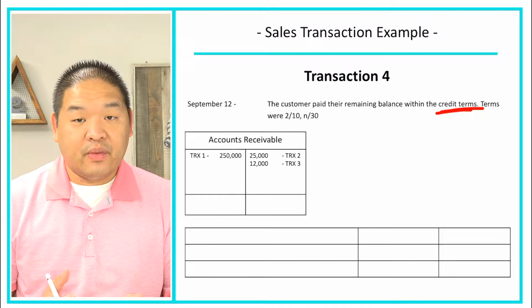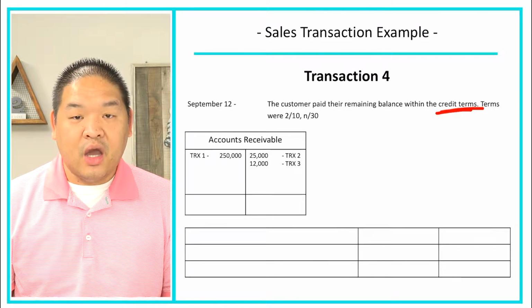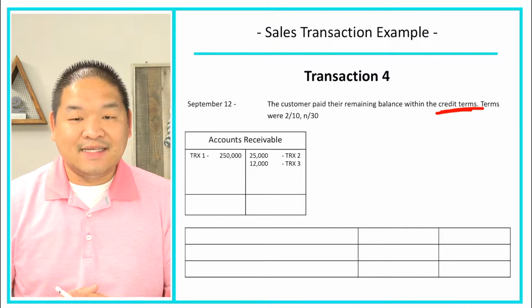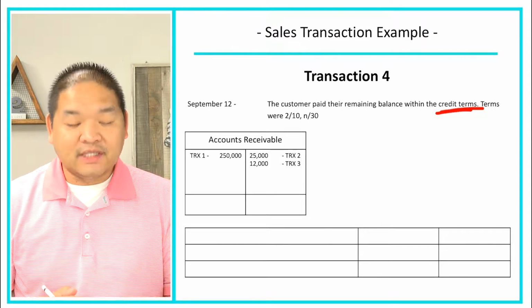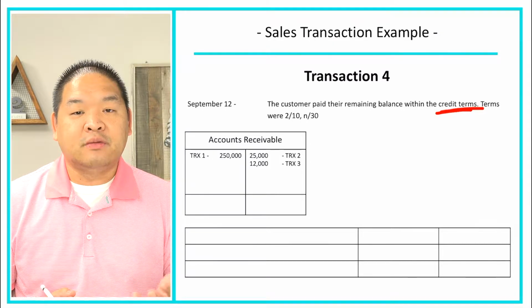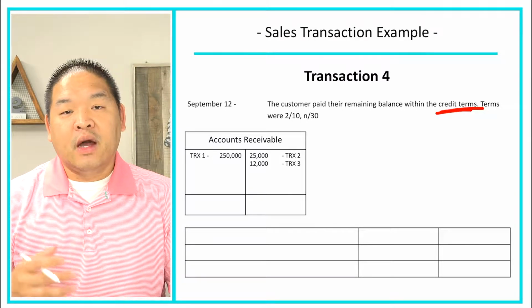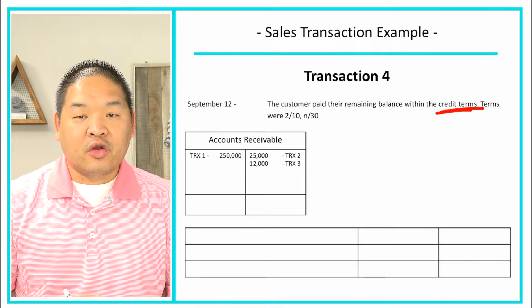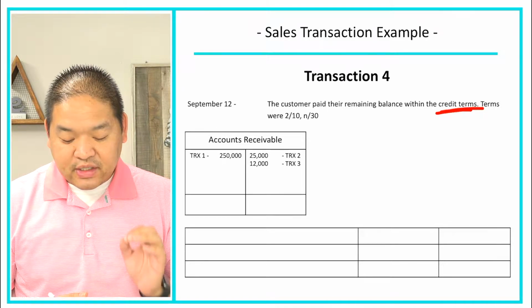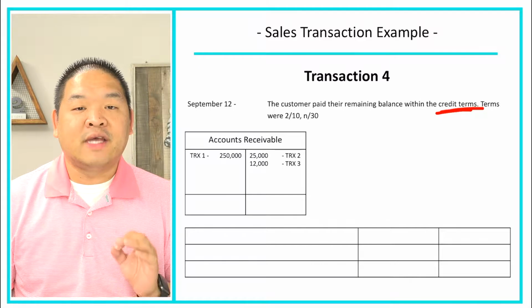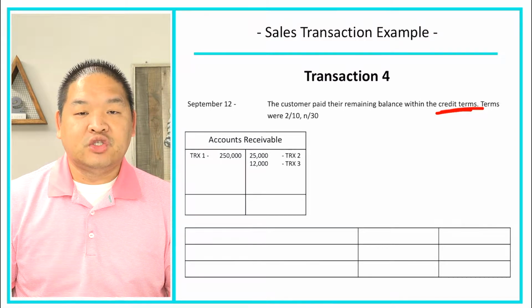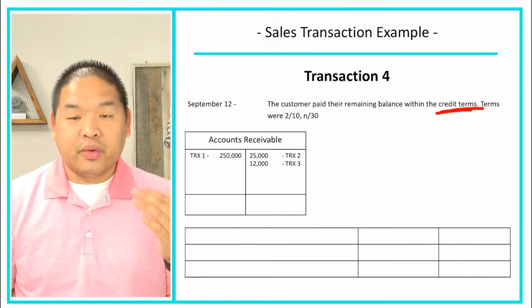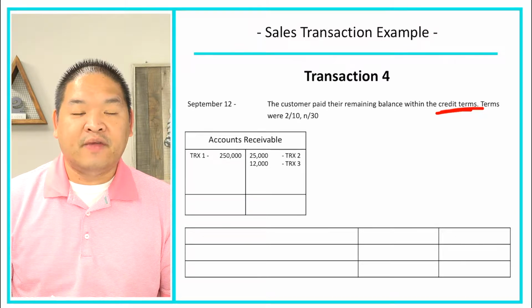Well, the first thing that we've got to figure out is how much do they really owe us? If you look here, I've got a T account for the accounts receivable. Transaction number 1, we debited the accounts receivable by $250,000 for the sale. We also have a credit in transaction 2 to the accounts receivable for $25,000. That is the return of the inventory that came back to us. So we reduced their accounts receivable by $25,000.